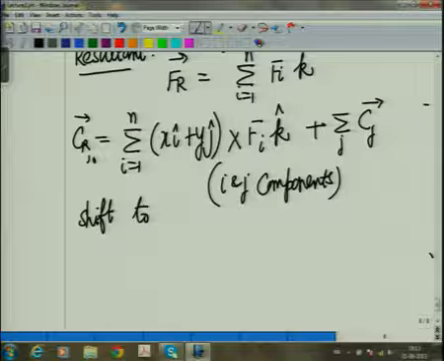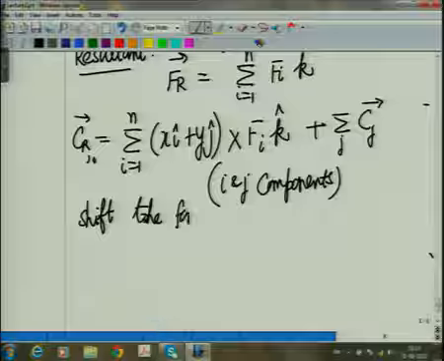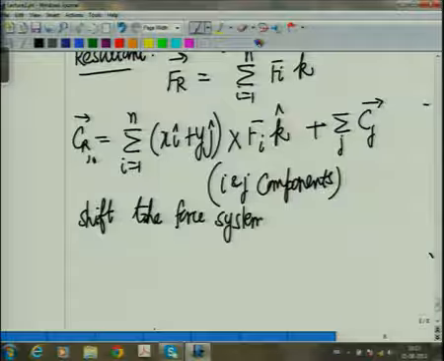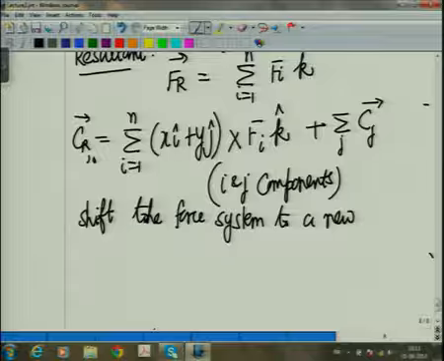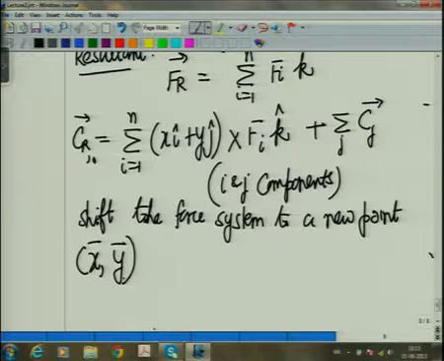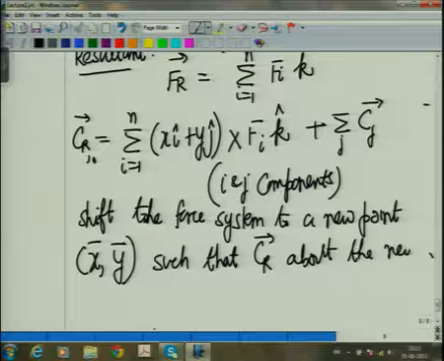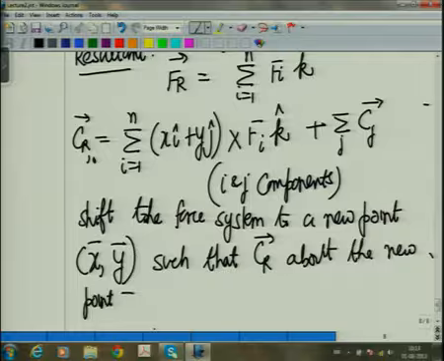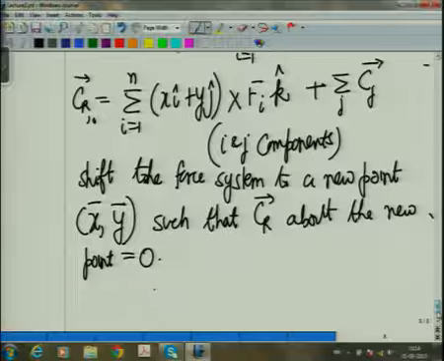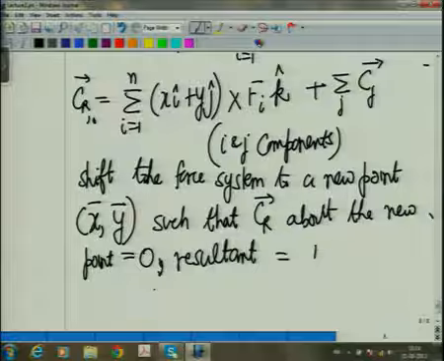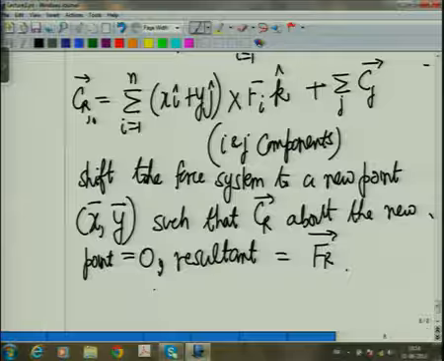So now what we do is we shift this CR, or shift the force system, to a new point which I call x bar, y bar, such that CR about the new point is equal to 0, and here therefore the resultant will just become equal to the sum of Fi.